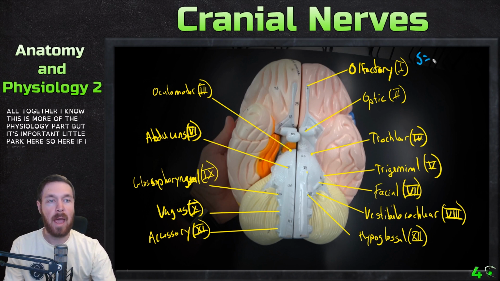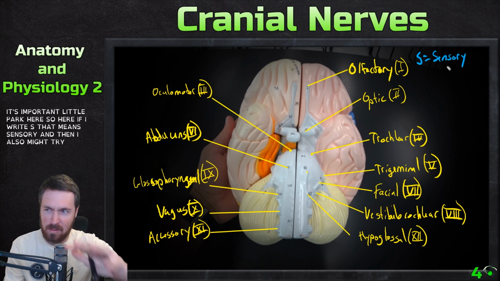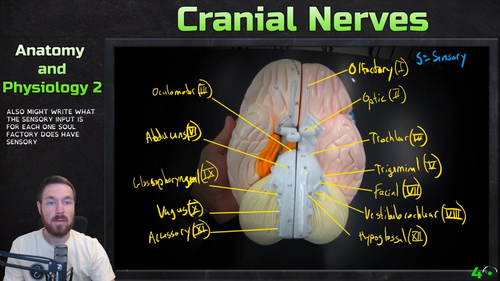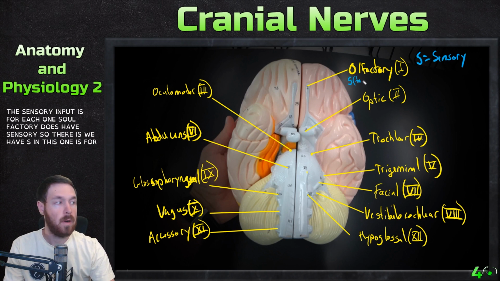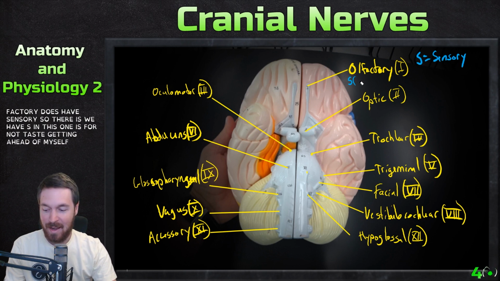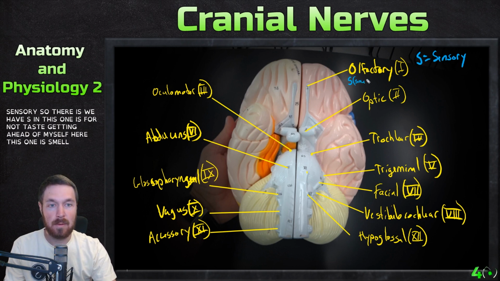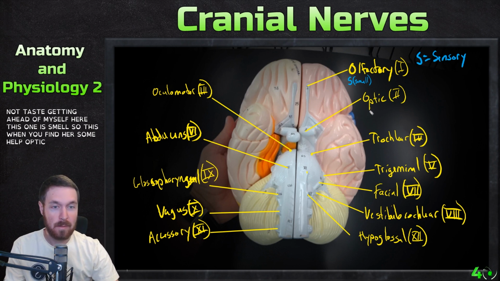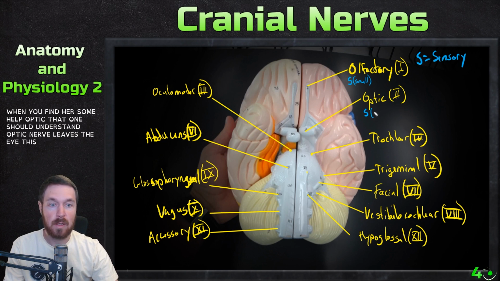So here, if I write S, that means sensory. And then I also might write what the sensory input is for each one. So olfactory does have sensory. So we have S, and this one is for, not taste, getting ahead of myself here. This one is smell. So this is one you find for smell. Optic, that one you should understand. Optic nerve goes to the eye. This one is for vision.